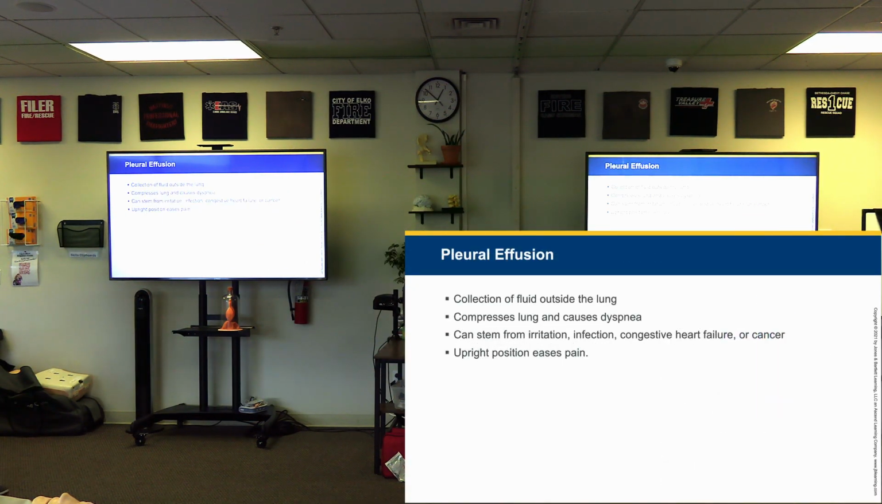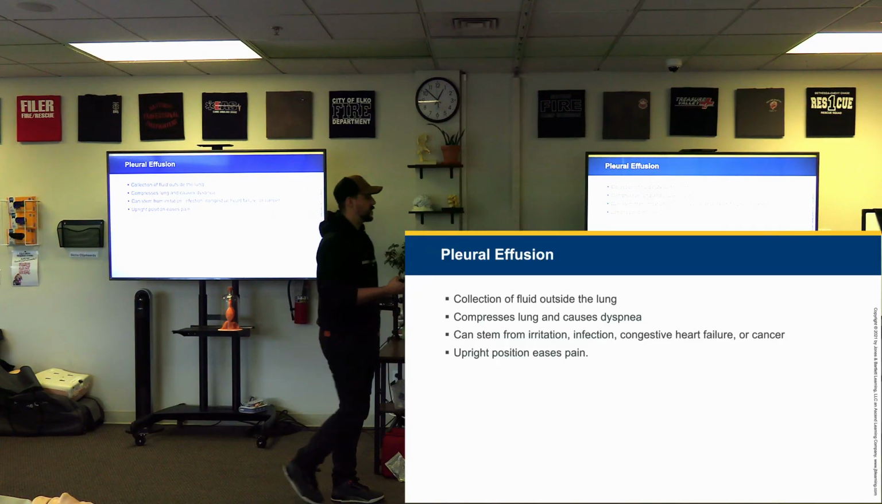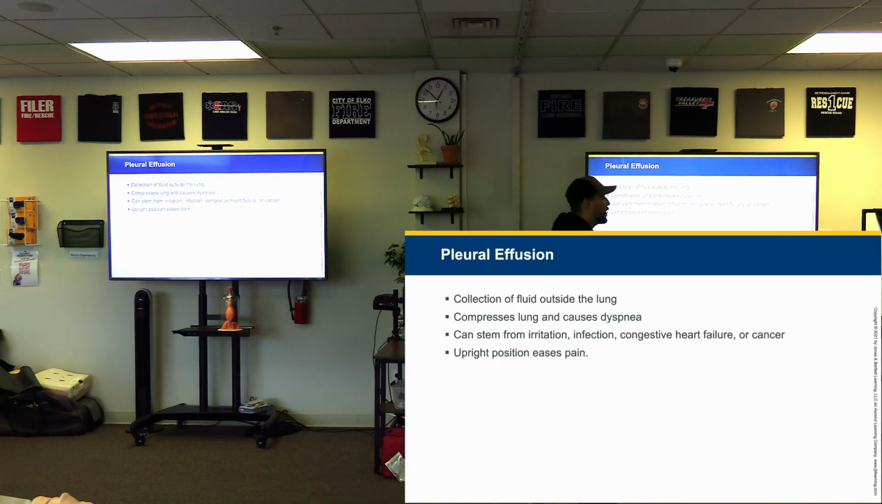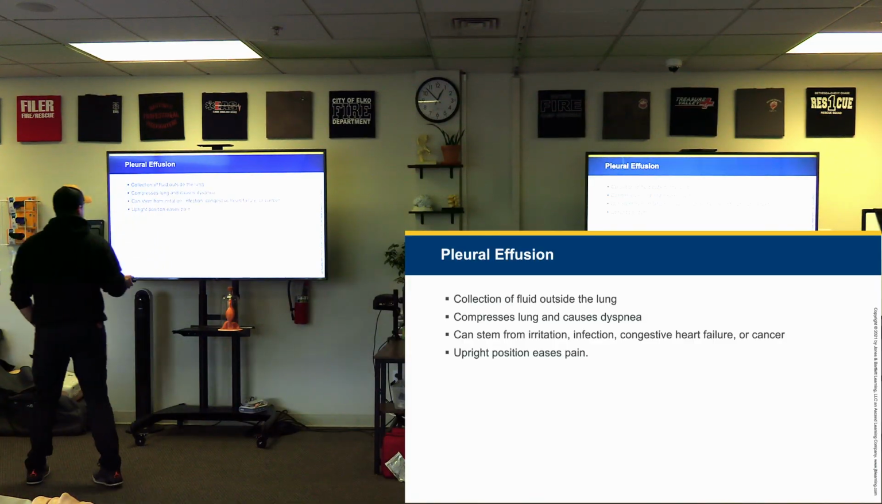Okay, so pleural effusion. It's a collection of fluid outside the lung that compresses the lung and causes dyspnea. So we have fluid starting to show up around the lung. Typically how this happens, a lot of times with trauma, though it can be medically induced, is the lungs are not anchored as well as they should be into the chest. And so the lungs will start to rub against the pleura, against the interior side of the chest wall, creating irritation, which brings fluid to the area. The body's idea is hopefully to lubricate that so it's not rubbing and catching, but it can stem from irritation, infection, CHF, or even cancer.